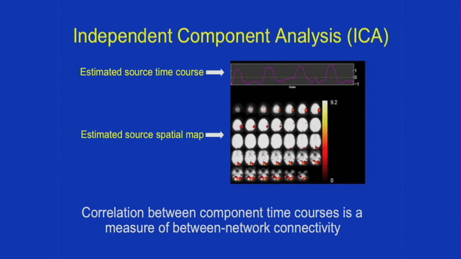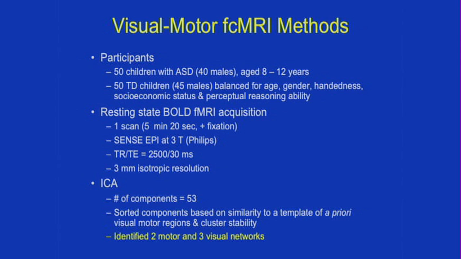The children are lying still in the scanner, eyes open, staring at a crosshair. So in this study, we had 50 children with autism and 50 typically developing children, very nicely matched on all sorts of things.